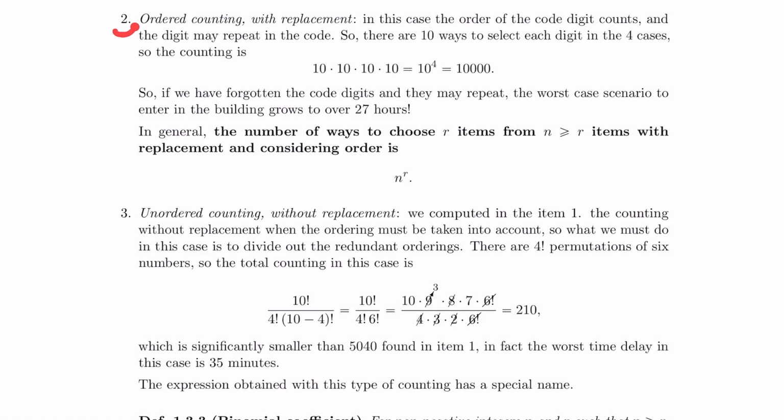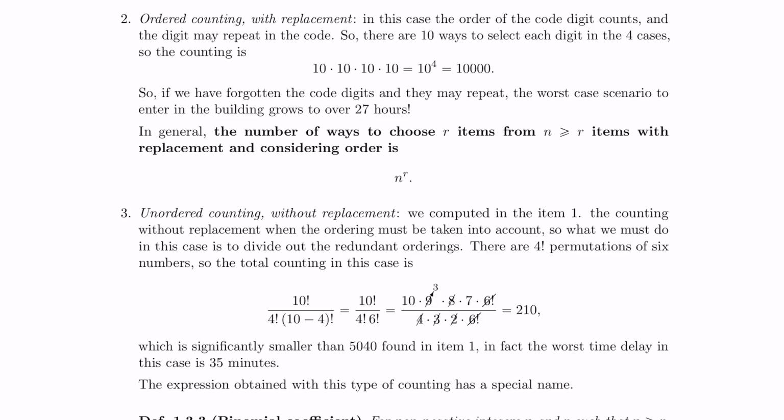Let's consider the second case, in which ordering counts and the digits may be repeated in the code, and so we have replacement. In this case, there are 10 ways to select each digit in all the 4 cases, and so the counting is 10 times itself 4 times, that is 10,000. So, if you have forgotten the code digits and they may repeat, in the worst case scenario, to enter the building, you have to wait 27 hours.